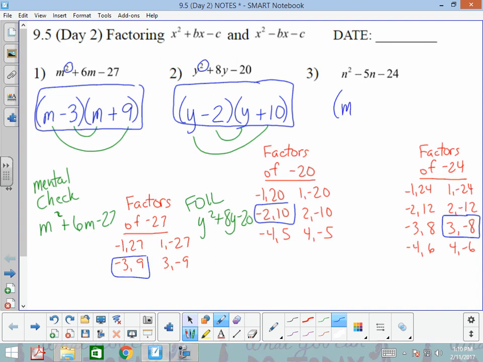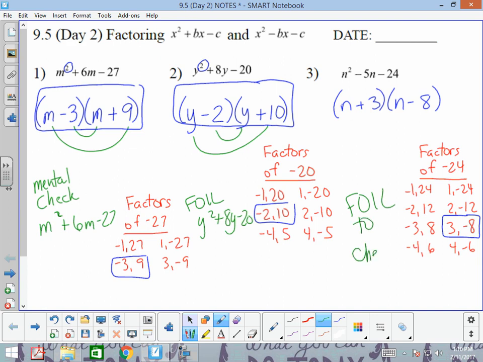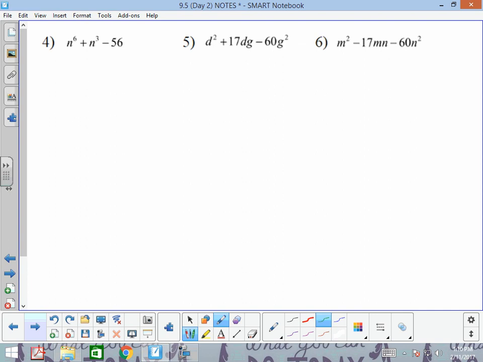So this answer will be n, not m. N plus 3, n minus 8. And again, you want to use FOIL to check. And again, this can be mental math. Okay? All right, let's look at the last three here.